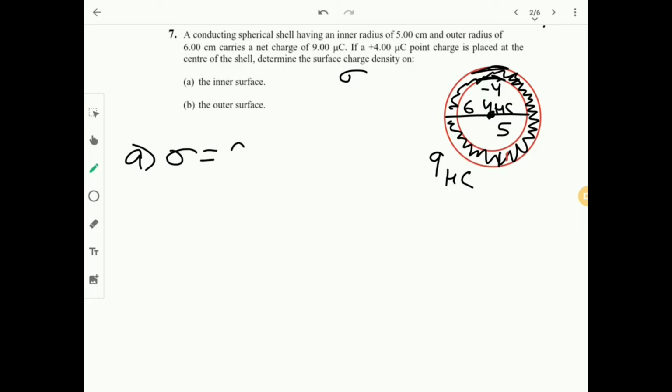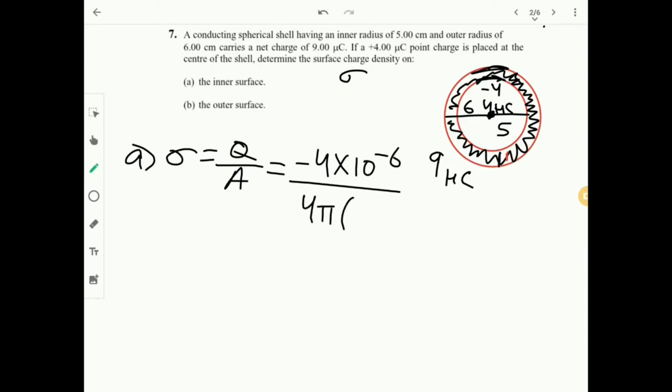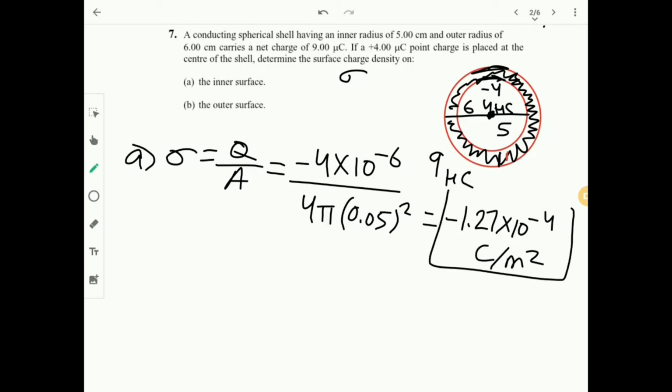So sigma is equal to Q over A, right? Charge over area, which is -4 times 10 to the -6. Now we are talking about a sphere, right? So it's 4 pi, radius is 5 centimeters, so 0.05 squared, which should give us -1.27 times 10 to the -4 coulombs per meter squared. Part B now. Let's call this sigma 1. Now we are looking for sigma 2.